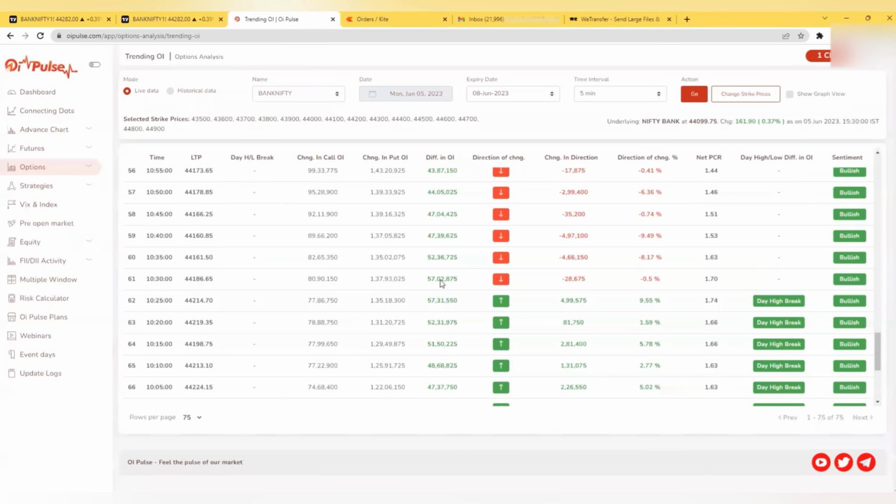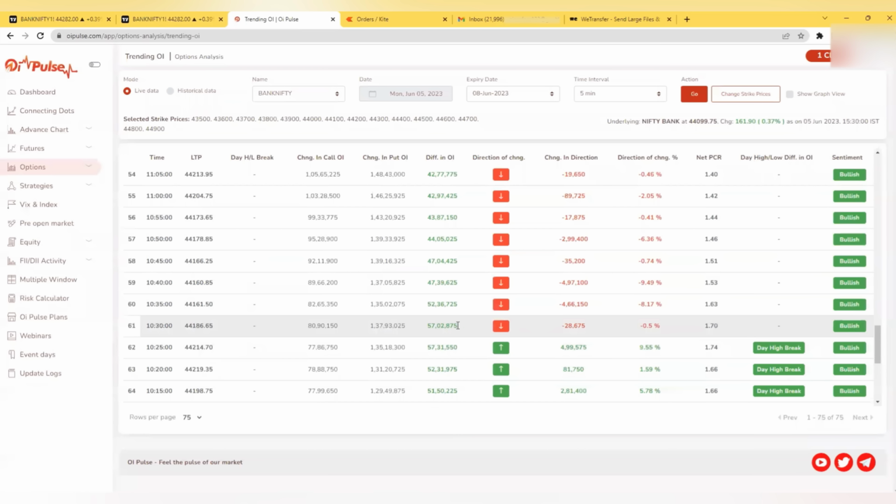Also, if you see the trending OI, look at this. The direction is changing. 57 became 52, became 47, 44, 43, reducing. So continuously, for the next half an hour, more call OI than put OI has been added. That is why this direction of change is there. So I decided to go on the put side.